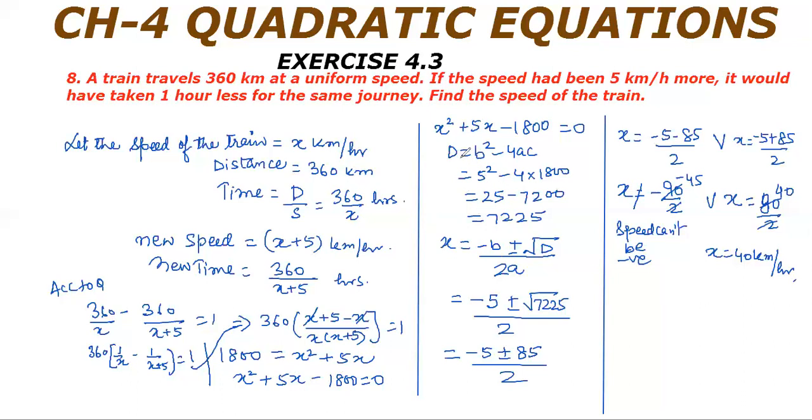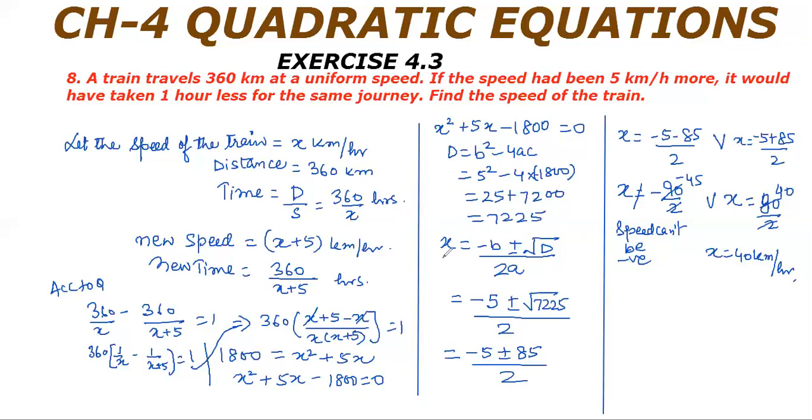For using the quadratic formula, we will first find out the discriminant. D is equal to B square minus 4AC. Put the value. B is plus 5 here, so in place of B you will write 5 square. The minus sign is as it is, 4 is as it is, A is 1 therefore I'm not writing it, and C is minus 1800, so I'll write 1800 here. Minus times minus 1800 is positive, therefore it will be positive 7200, and therefore it is 7225.